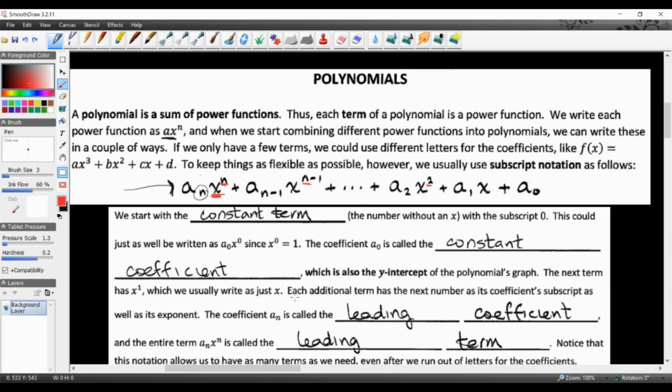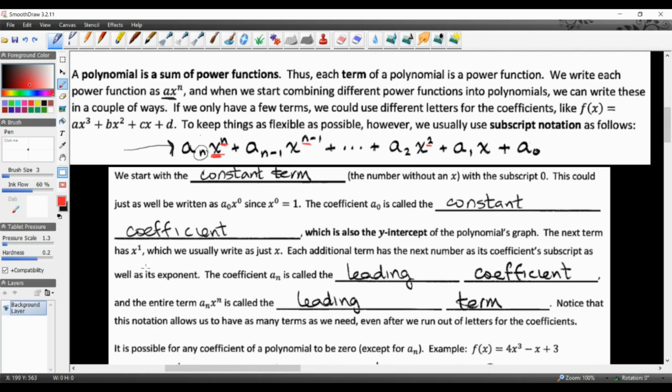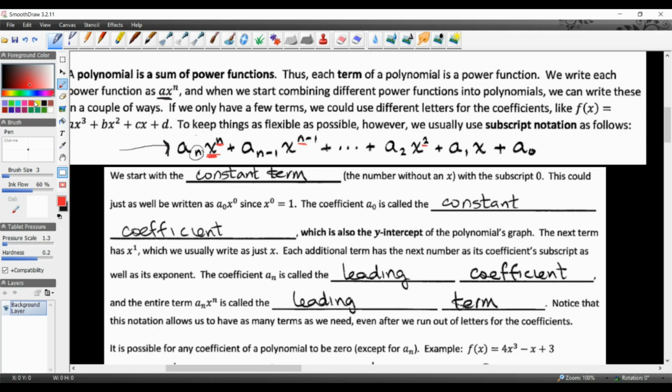We do recommend you copy the notes that are coming up. It says that for these functions, we start with the constant term, meaning the number that does not have an x. It's the one I notated here at the end, a sub 0 times x to the 0, because again, that x to the 0 is just equal to 1. This is called the constant. So here, this would be our constant in this particular polynomial. The constant coefficient is also our y-intercept.